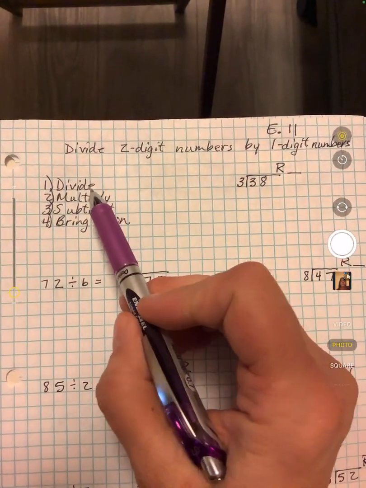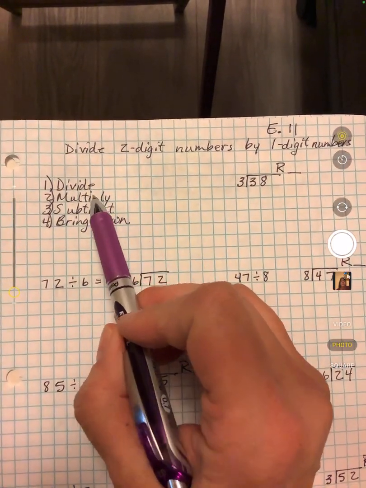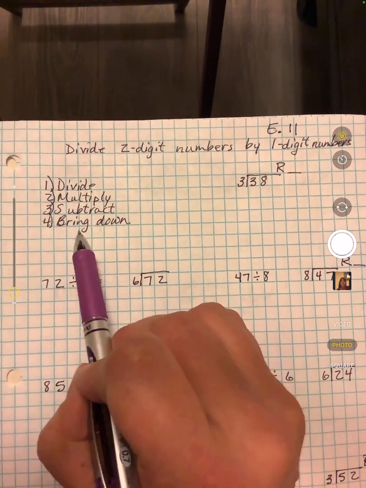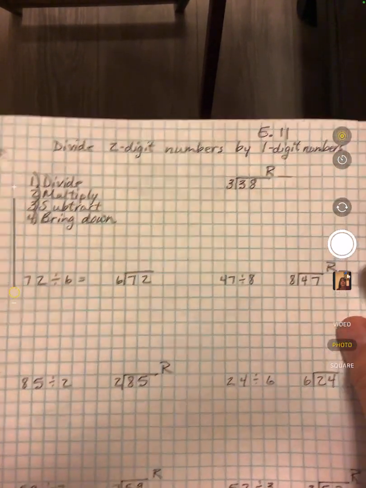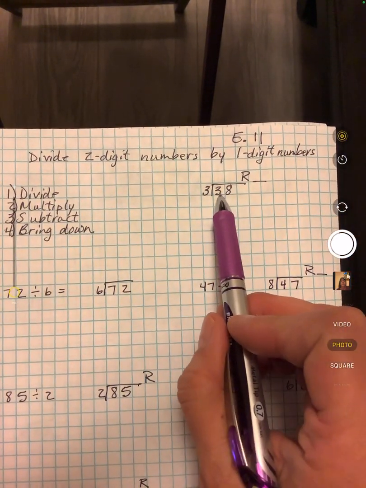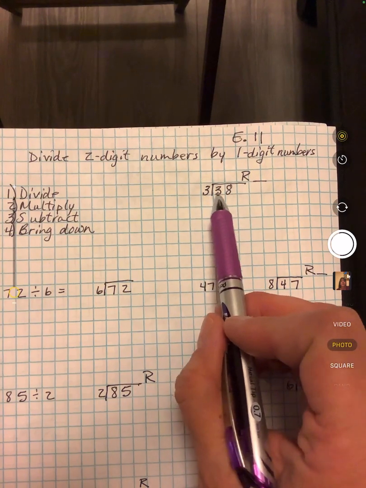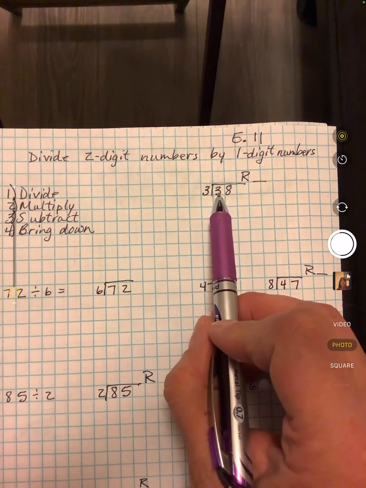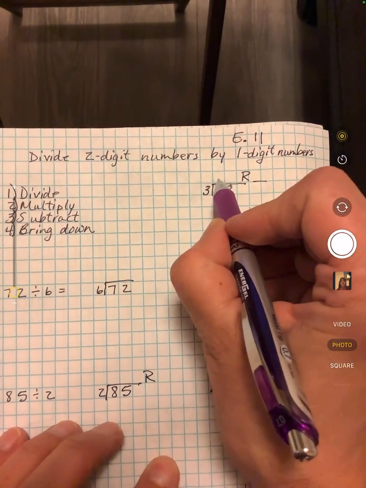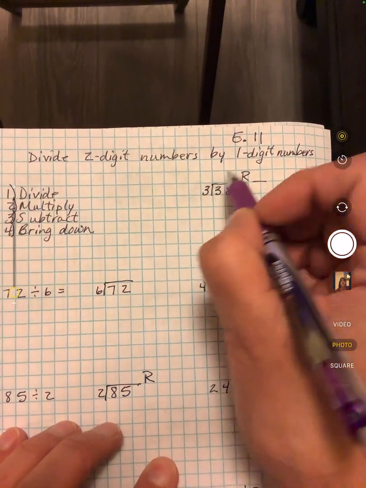So these are our steps when we divide. First we divide, then we multiply, then we subtract, and on some of them we have to bring down, and I'll explain that to you. Okay, so the first thing you have to do is ask yourself, 3 divided by 3, can I put 3 into the first number? If I can, then I'm going to have 2 answers. Okay, so 3 divided by 3.